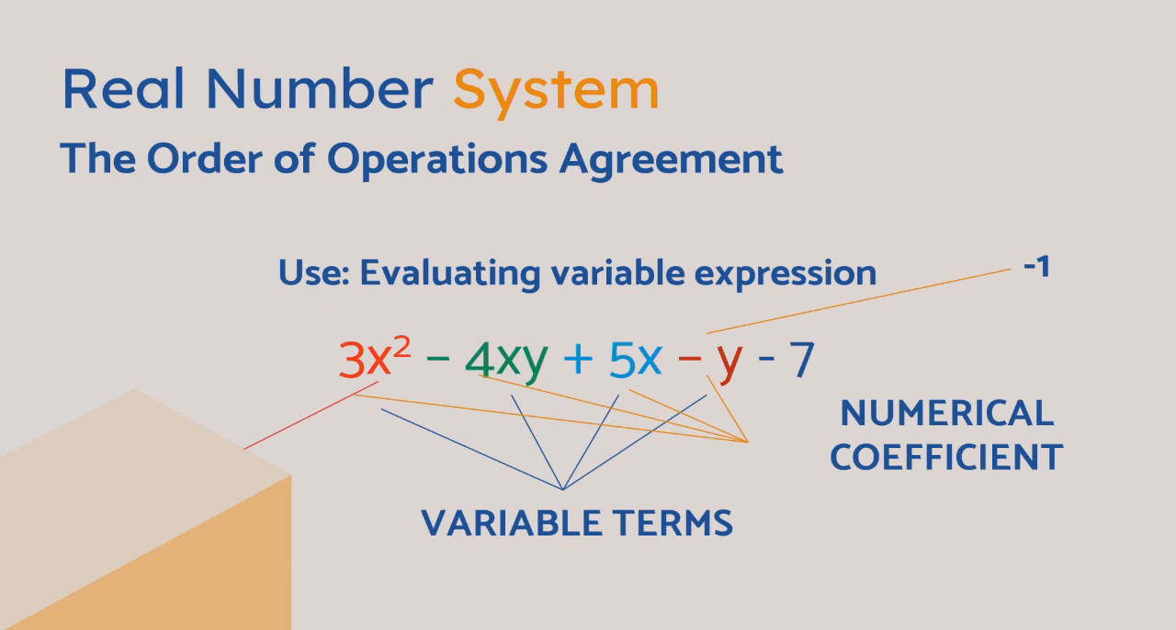How about the letters here? We have x squared, xy, x, and y. What do you call them? They're called the variable part. Okay, so the terms are composed of a numerical coefficient, the number, and the variable part, the variable. These are only in variable terms. You can see them in variable terms.